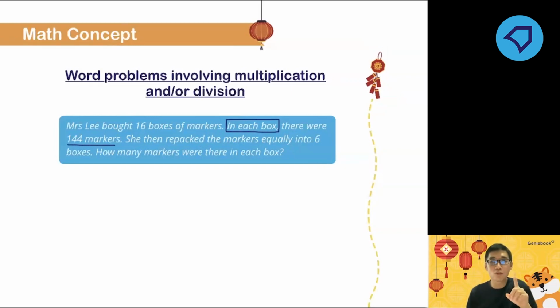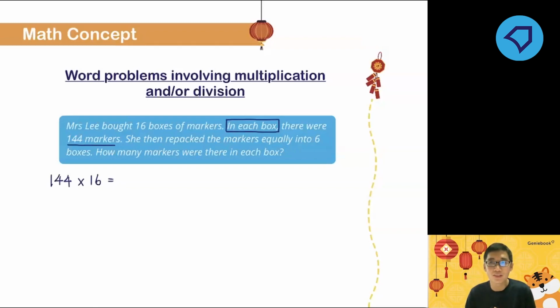The first step we can do is to find out how many markers in total Mrs. Lee bought. So we have to do a multiplication first, right? We're going to multiply the number of boxes by the number of markers in each box. So that would be 144 multiplied by 16. We have a multiplication of a 3-digit number by a 2-digit number. How do we do this?